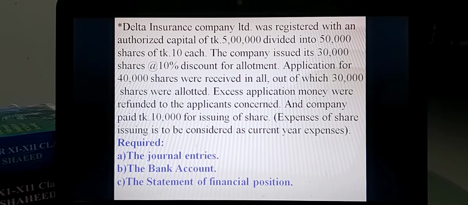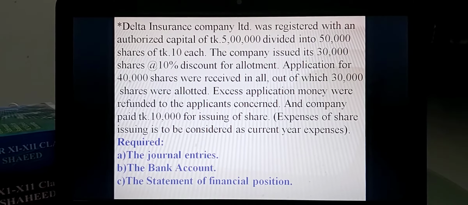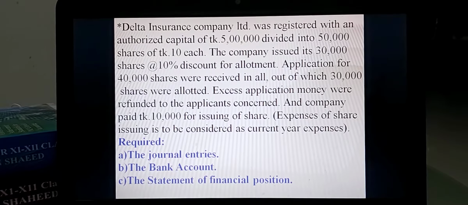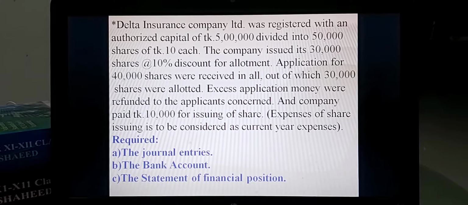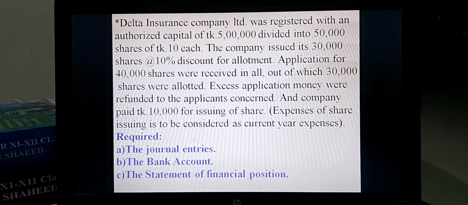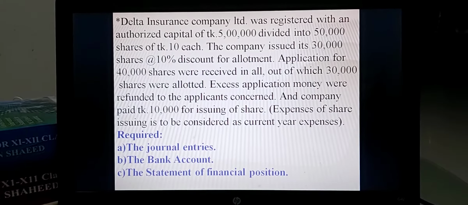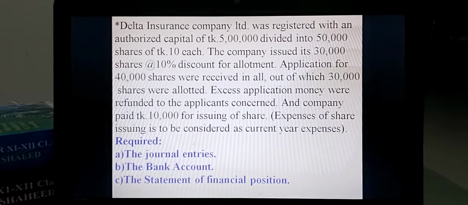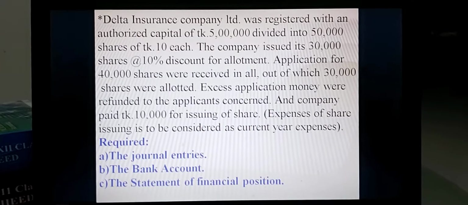Applications for 40,000 shares were received in all, an excess of 10,000. The company issued 30,000 shares, but received applications for 40,000. Out of which the 30,000 shares are allotted, the excess application money was refunded, and the company paid Taka 10,000 for issuing of shares. Dear students, you can go to the journal entries for requirement A.